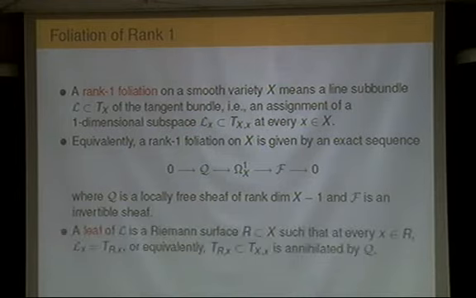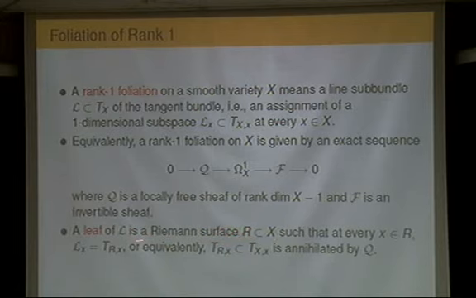Now when you say foliation, you want to study it in the following geometric way. That's why we call this foliation. Otherwise maybe we would call it a line subbundle of the tangent bundle. But instead of this, we say it's foliation because we like to study the following geometric object, the leaf. So what is a leaf? A leaf is a Riemann surface.